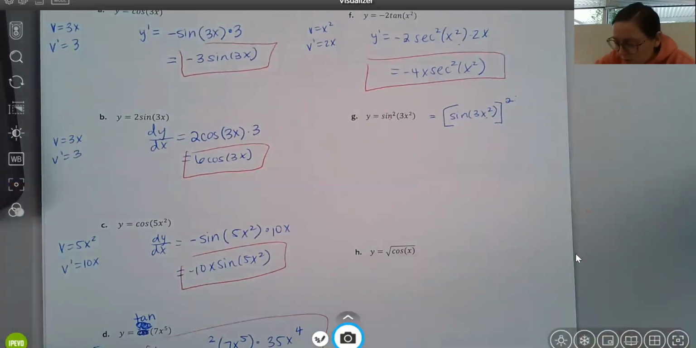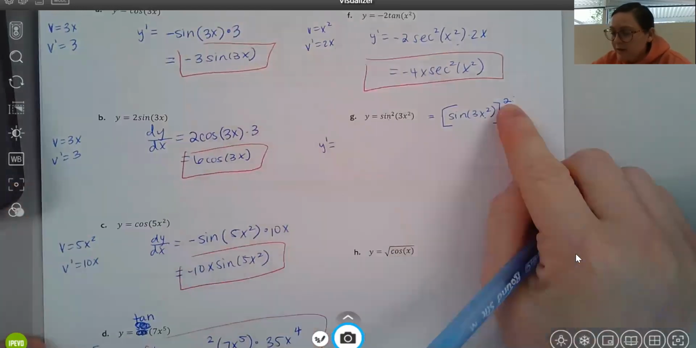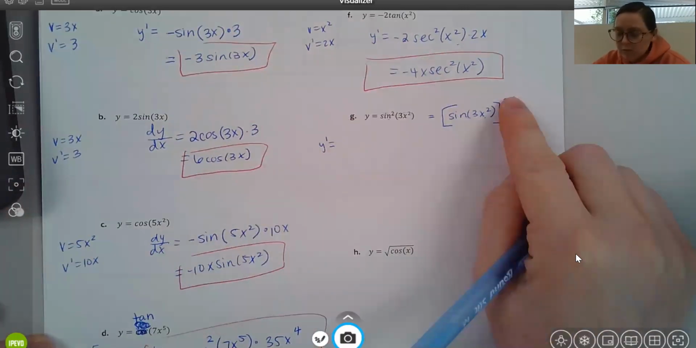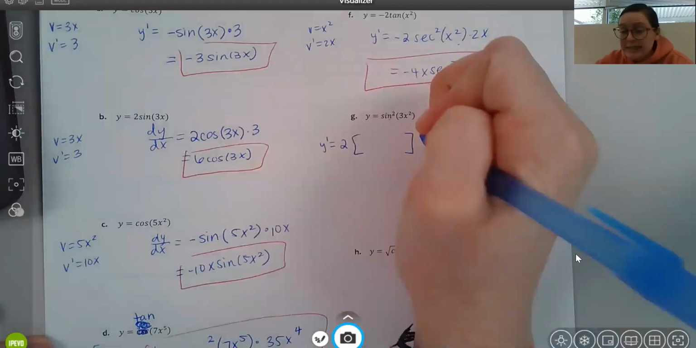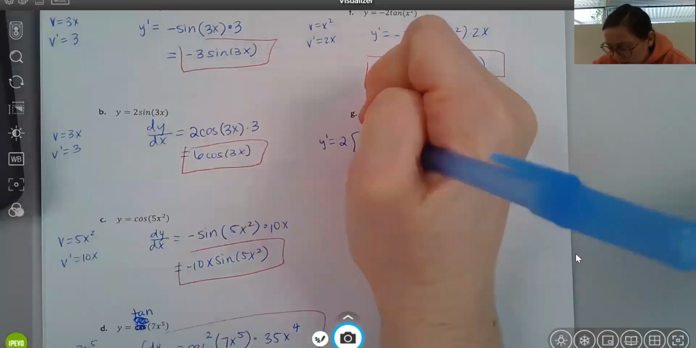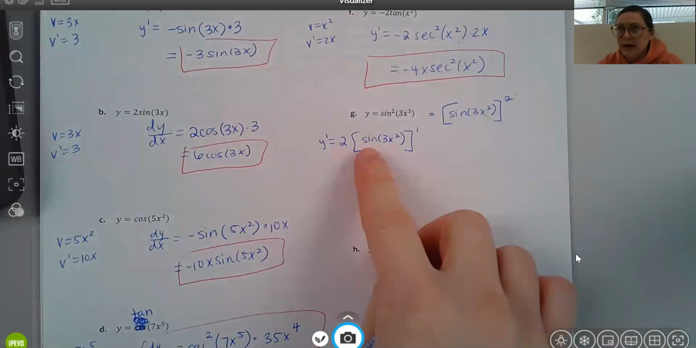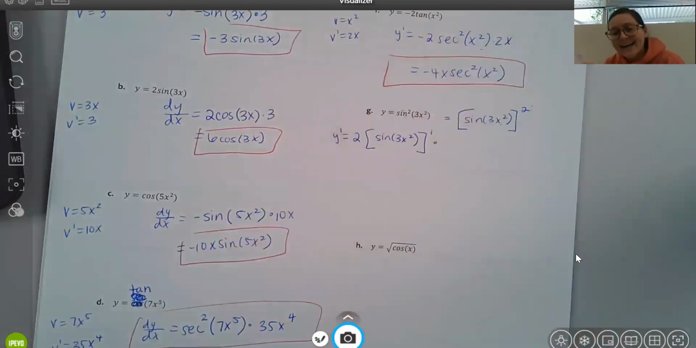Chain rule tells me derivative of the outside, leave the inside alone. So my real outside function is the squared. So derivative of something squared is bring the 2 down, subtract 1. So this is 2, and then now this is to the 1 power, and it says leave the inside alone. So leave it alone, sine of 3x squared. Derivative of the outside, leave the inside alone. Now, the second part is I need to multiply by derivative of the inside. So I need to find what derivative of this is.